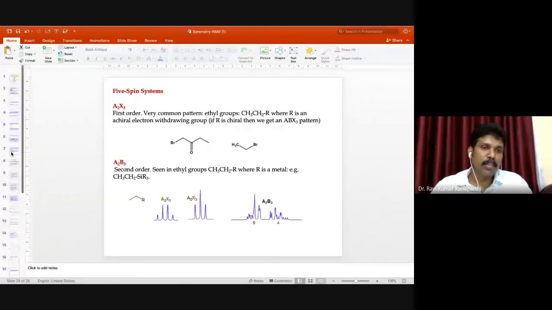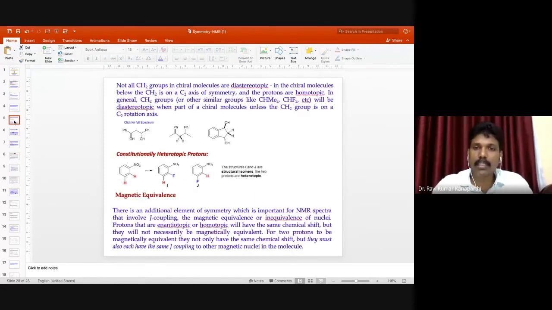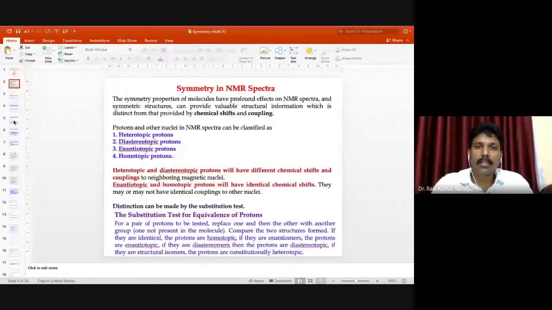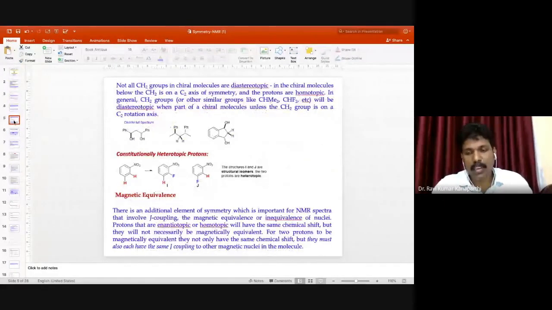Today, mostly I have discussed 3 parts. One is, very briefly, how symmetry will affect the chemical shift values, the symmetry elements, and then the rules that govern first order, second order, and zero order. Then the last topic, Pople notation, and how to represent different molecules using different spin systems by the Pople notation, which we have discussed.